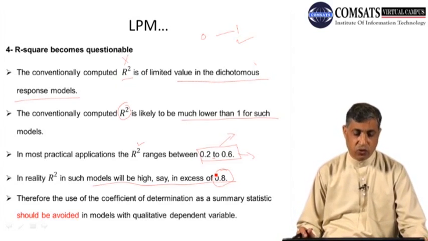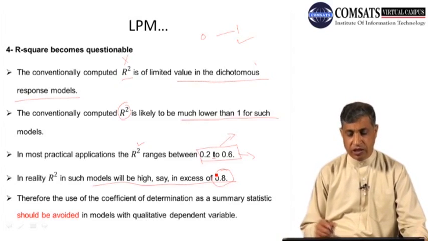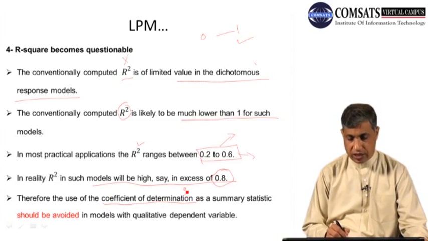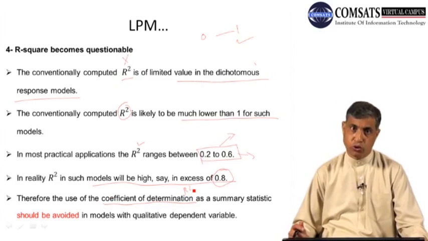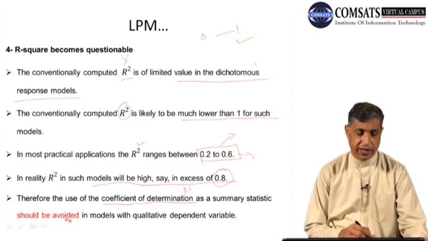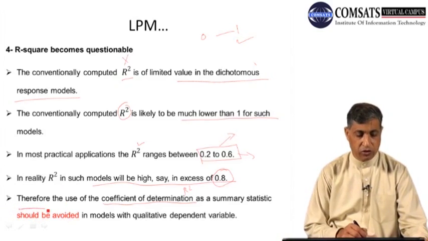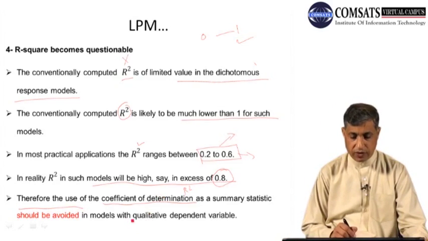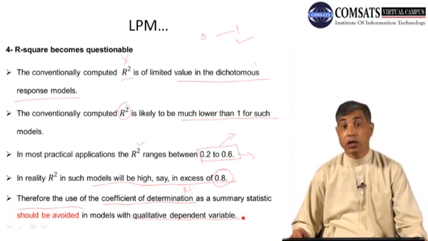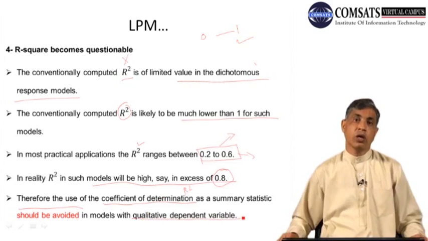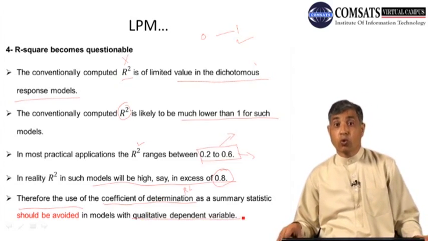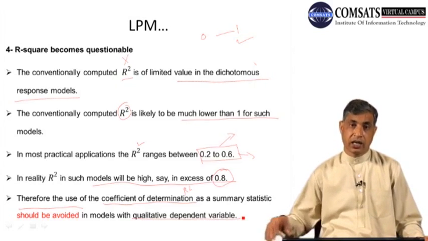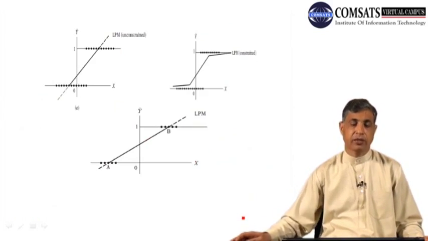Therefore, the use of the coefficient of determination, that is the R square, as a summary statistic should be avoided. So this is the solution for you: you should not concentrate on this in models with a qualitative dependent variable. Now, a clear and general rule. What is the rule? When your dependent variable is a qualitative response variable, you should not depend on the coefficient of determination, that is the R square.